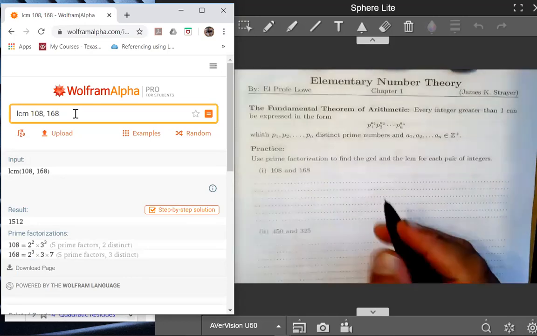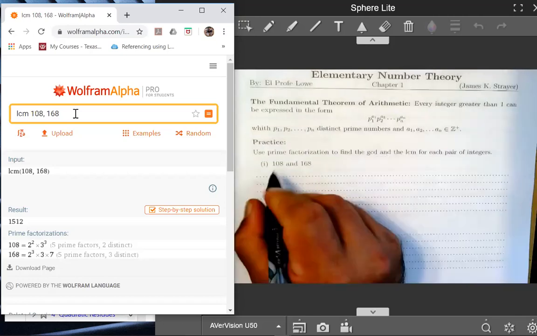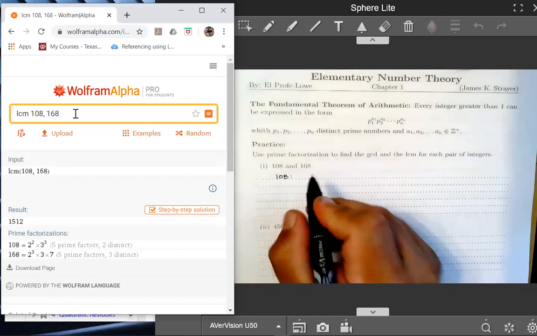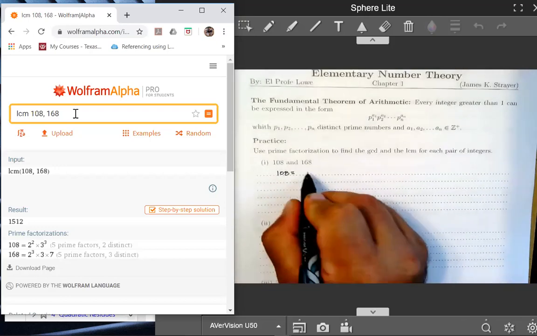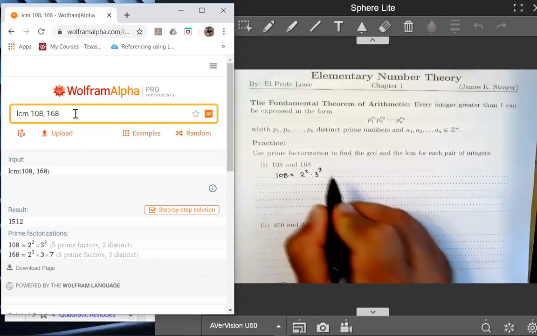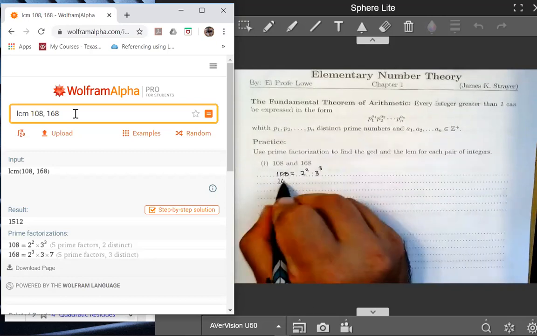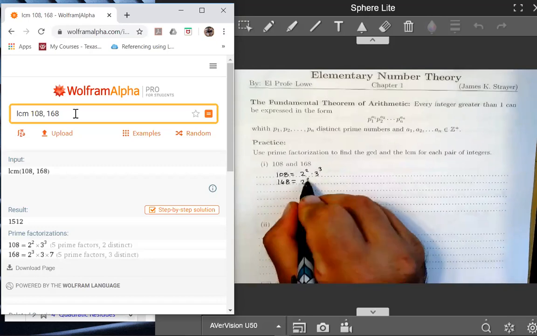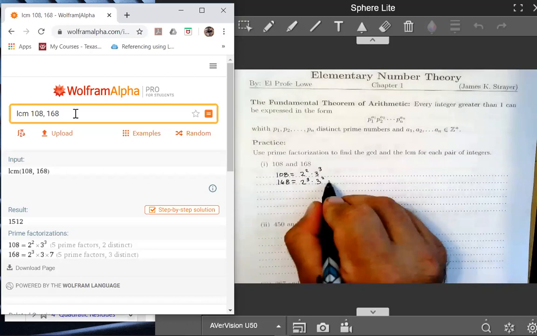So what are we expecting to see? We're expecting to see you explicitly write out that 108 is given by 2 squared times 3 cubed, and that 168 is given by 2 cubed times 3 squared times 7.